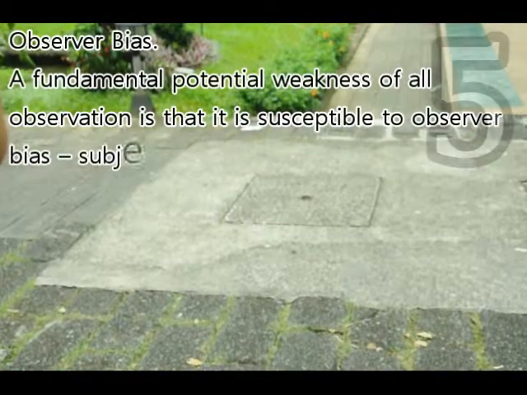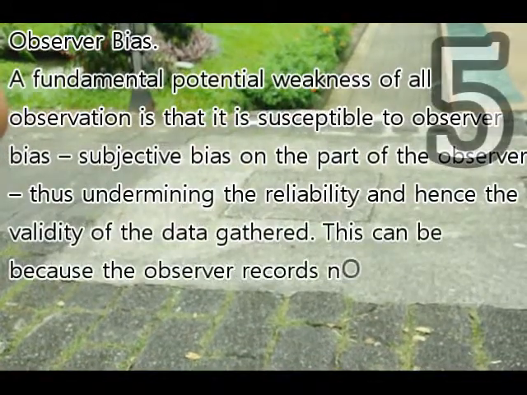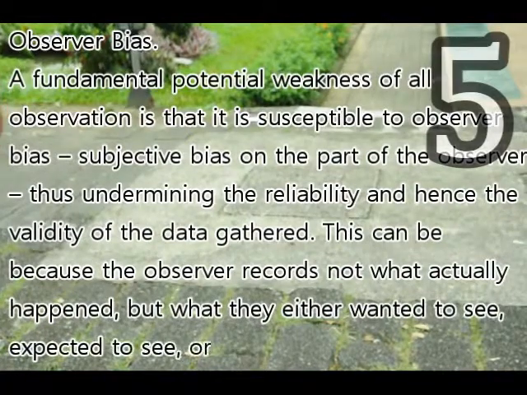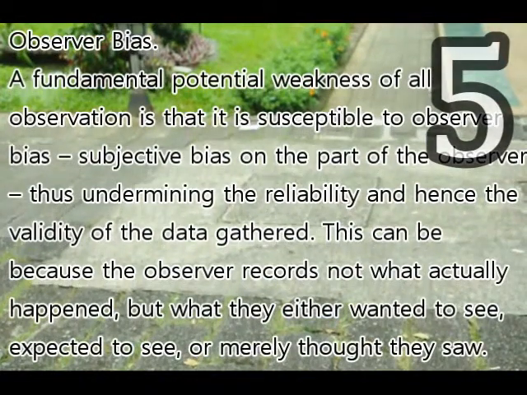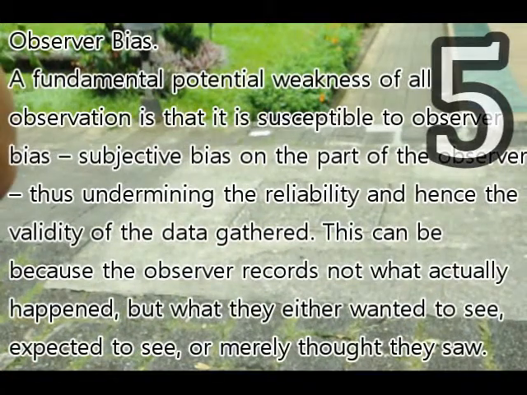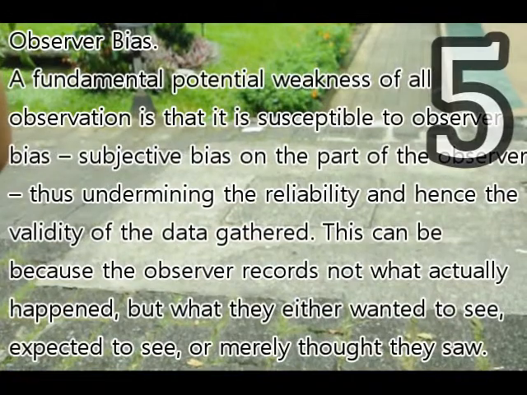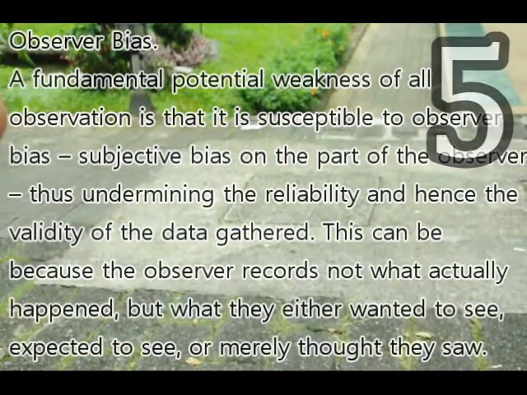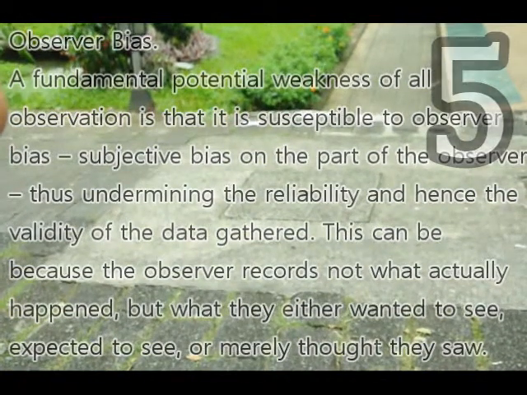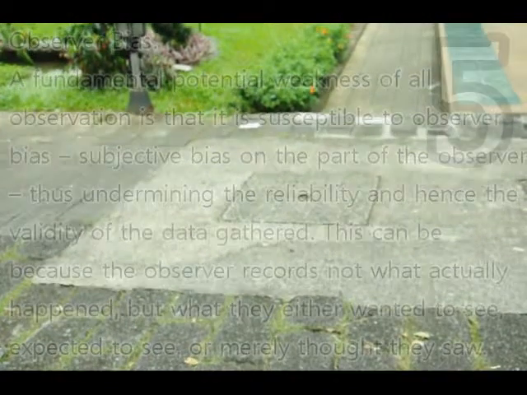Observer bias. A fundamental potential weakness of all observation is that it is susceptible to observer bias, subjective bias on the part of the observer, thus undermining the reliability and hence the validity of the data gathered. This can be because the observer records not what actually happened, but what they either wanted to see, expected to see, or merely thought they saw.